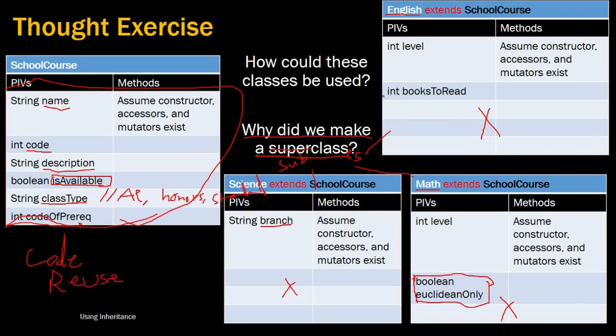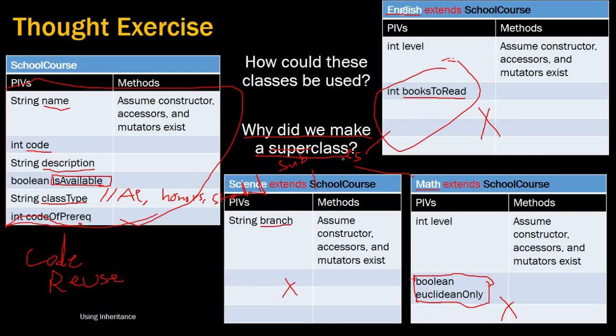And then English, of course, would probably have books to read. More likely than not, while you might read some things in these two classes, a majority of your reading is happening up here. So I'm including this private instance variable because that's an important thing to specify, is how much reading you have to do in an English course.